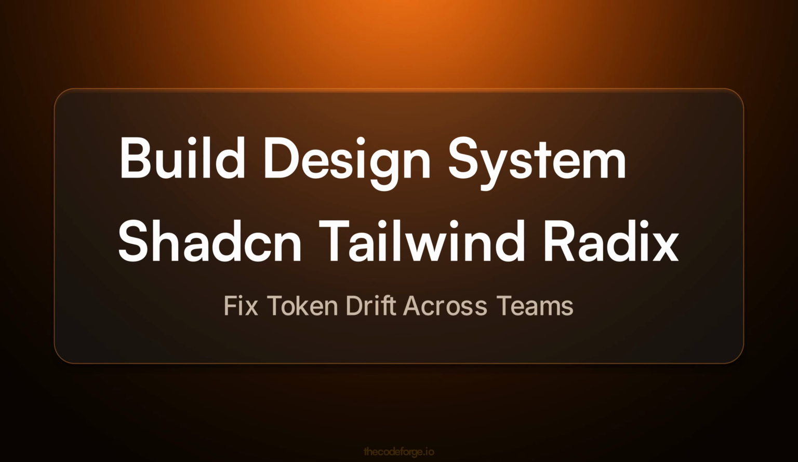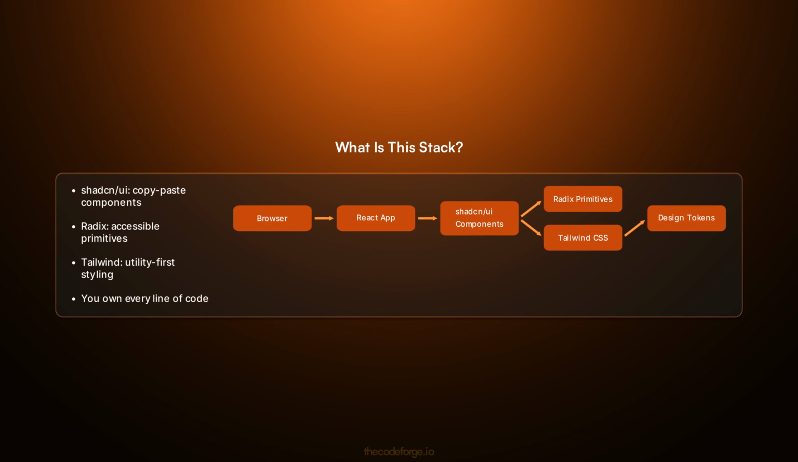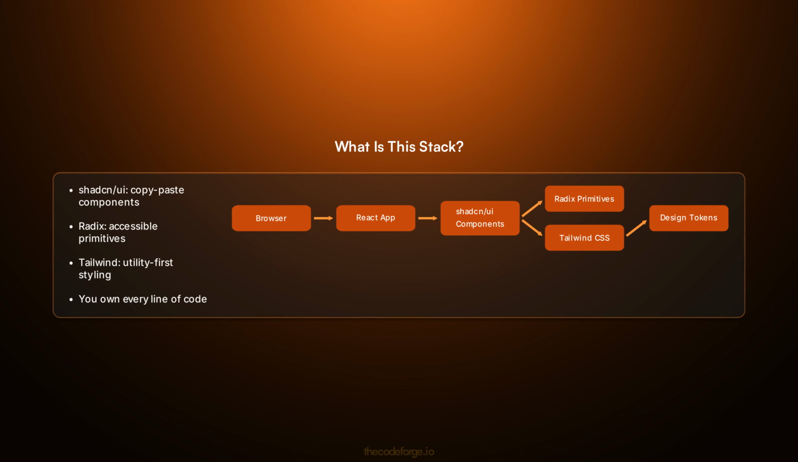behind that failure. shadcn/ui is a collection of copy-paste-ready React components built on Radix UI primitives and styled with Tailwind CSS. Instead of importing a black box NPM package, you install components directly into your source tree. This gives you full ownership and eliminates the abstraction layer that causes token drift.